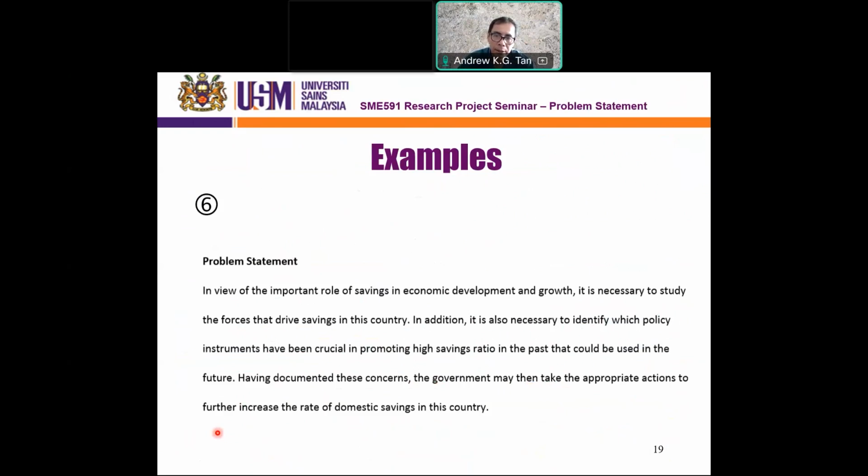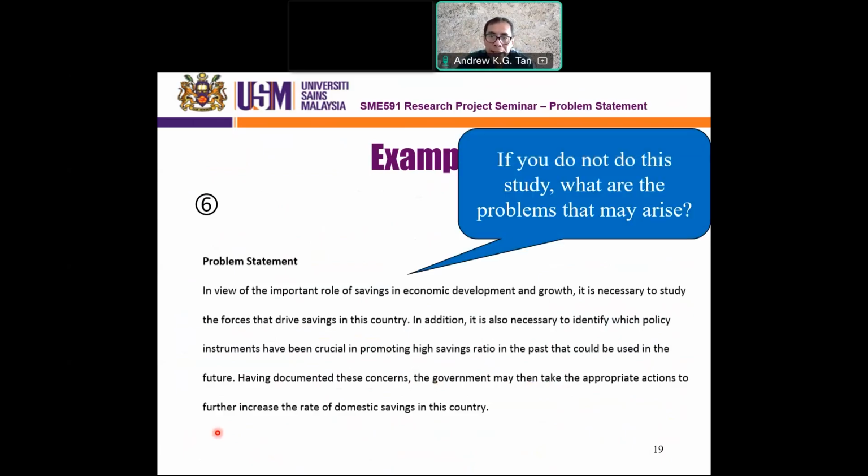All right. One, two, three, four, five lines only. But here, if you do not do the study, what are the problems that may arise? The problems that may arise include identifying what are the policy instruments that are crucial in promoting high savings that could be used in the future. Then the government can take appropriate actions to increase the rate of domestic savings in the country. This problem can be further fine-tuned to answer what are the problems that may arise. But I would think that this is a possible problem statement.